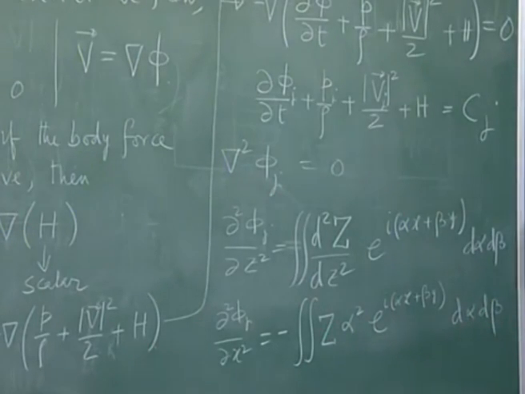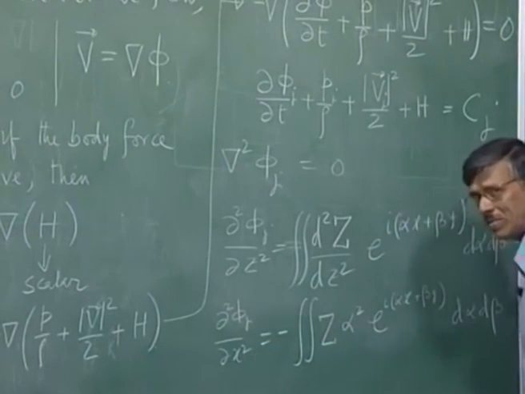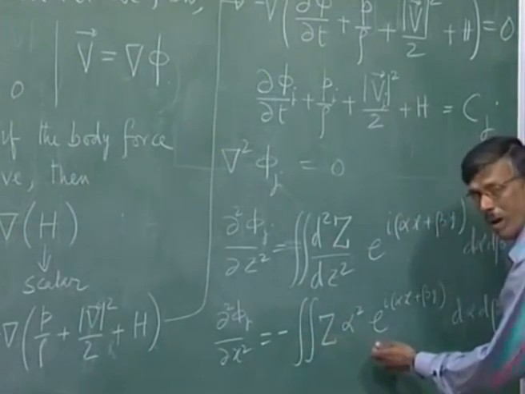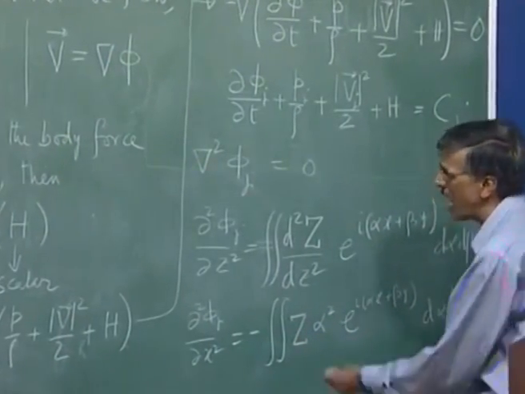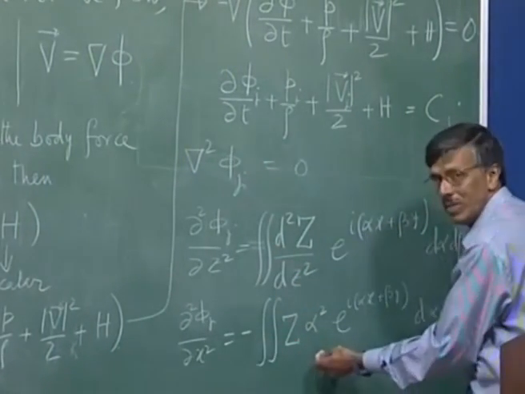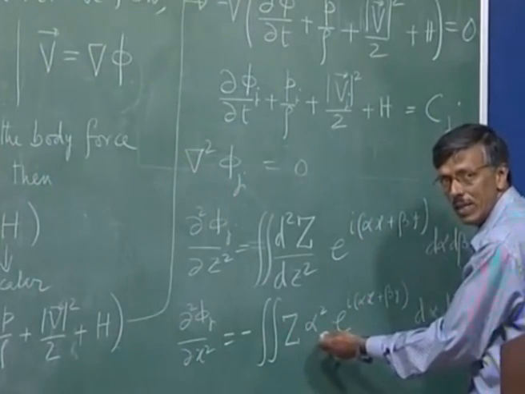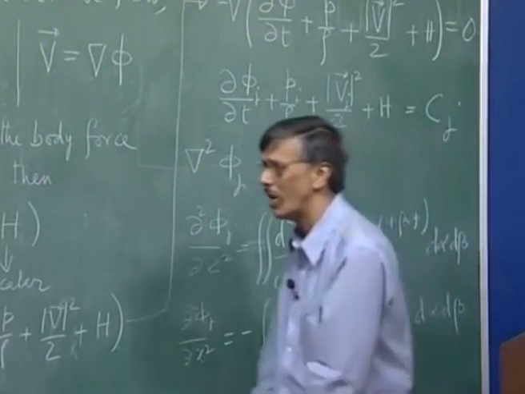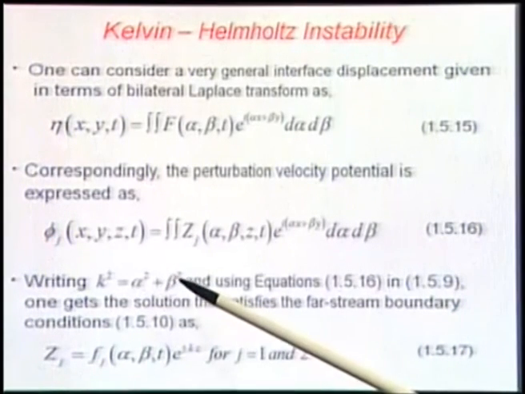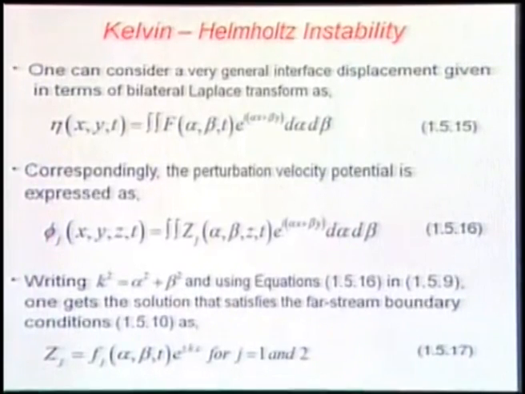And you can see similarly, I could also write down del square phi j del y square. That will give me minus beta square. So, when I write it all up, these x and y derivatives will add up to Z into alpha square plus beta square. So, I would basically talk about the sum of those squares as k square.